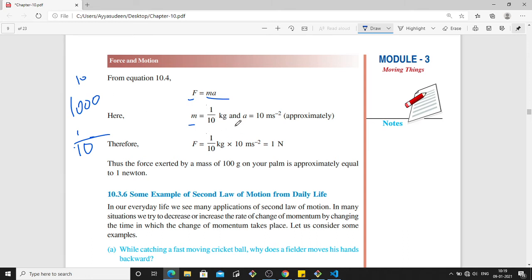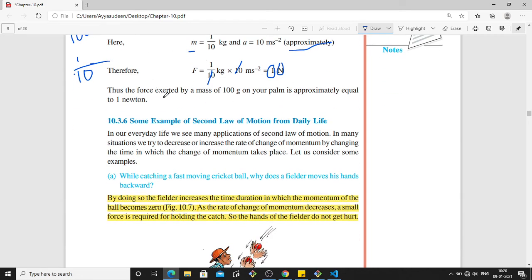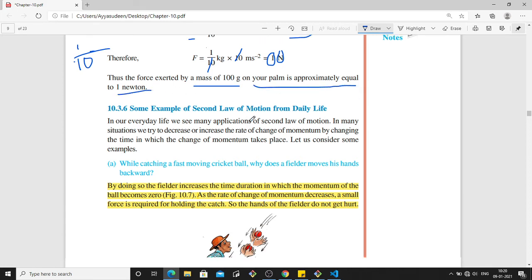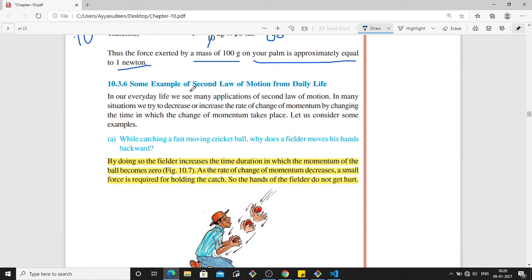And a is equal to 10 meter second power minus 2, approximately, they have taken. So 1 by 10 kg into 10 meter second power minus 2, the 10 will get cancelled. So the force will be 1. The unit of force is Newton, so 1 Newton. So you can understand that the force exerted by a mass of 100 grams on your palm is approximately equal to 1 Newton. Here they have given some examples for the second law of motion.